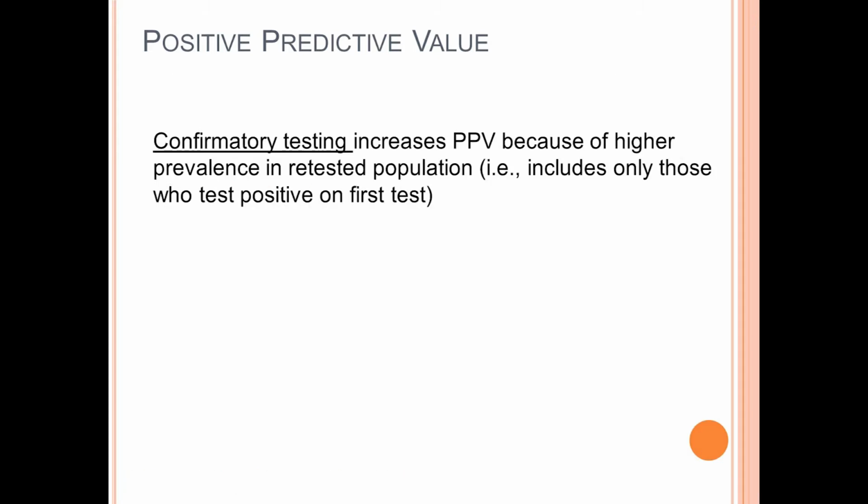Sometimes there is confirmatory testing, right? You have a positive test, and then you retest those positive people one more time. Confirmatory testing will increase the positive predictive value of a test because there's a higher prevalence of disease or at-risk people in the population.